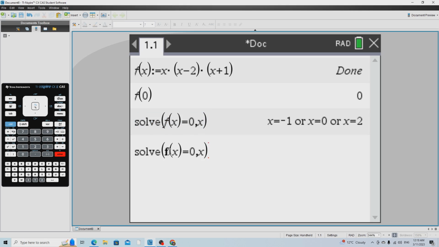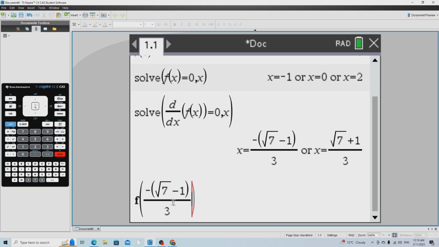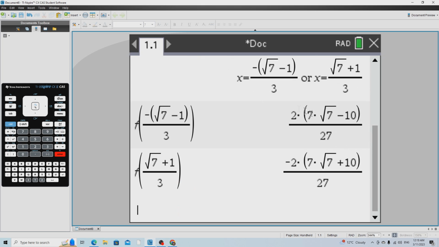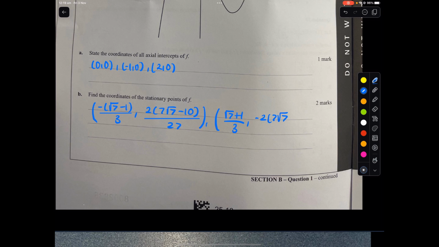Find the coordinates of the stationary points of f. Easy. To do that, I'm just going to find f dash of x, and those are your x-coordinates. Then find f of each of these, and we get these two. So let's write those down. Your first coordinate is (-√7 minus 1 over 3, 2, 7√7 minus 10 over 27). And your second one is (√7 plus 1 over 3, -2, 7√7 plus 10 all over 27). Perfect.